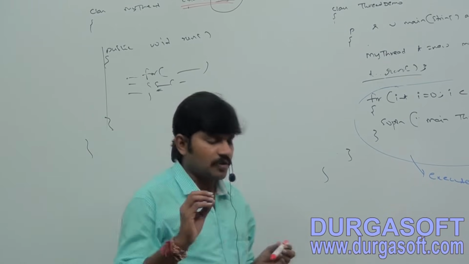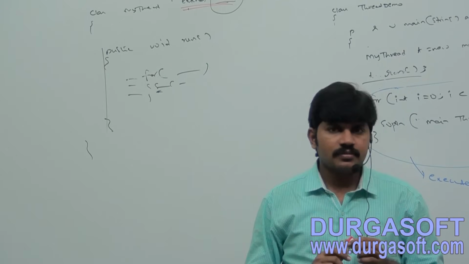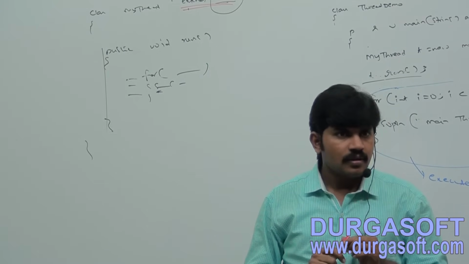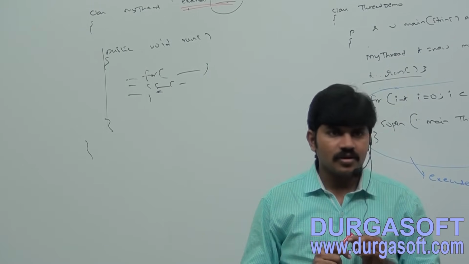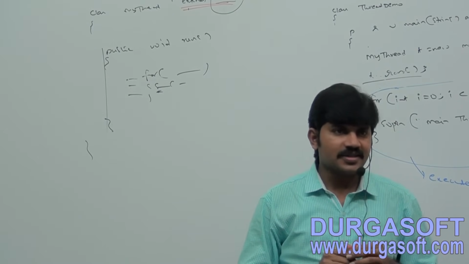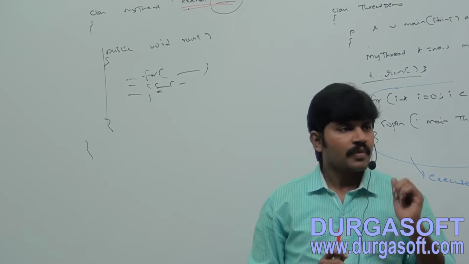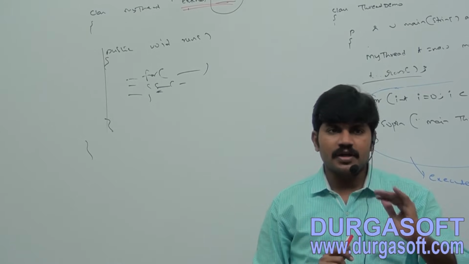Okay, this is why we have to call the start method. Just a simple example, let me cover. Assume you have one kid. Do you have kids? No, soon you will have. Okay, instead of saying no, it's better to say soon you will have. Now assume you have one kid.